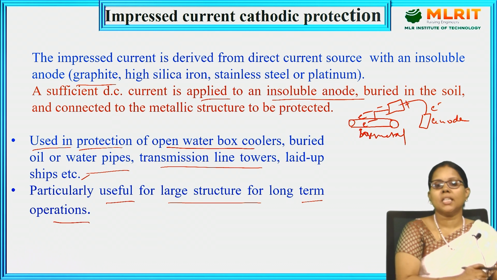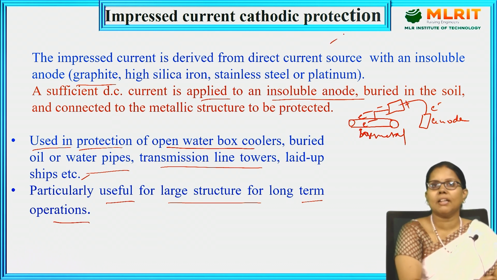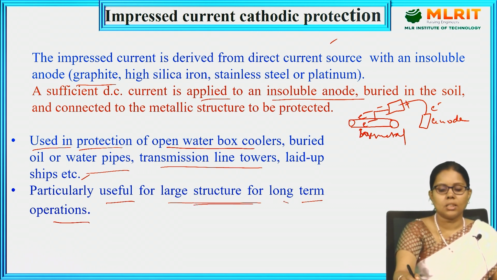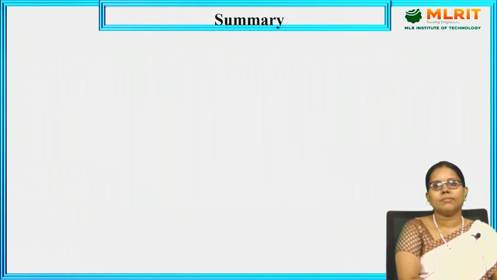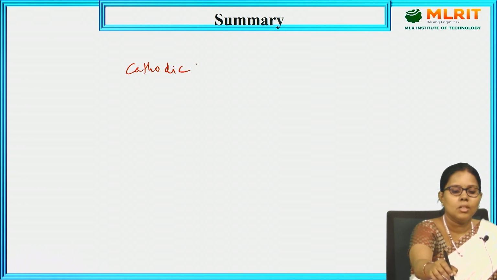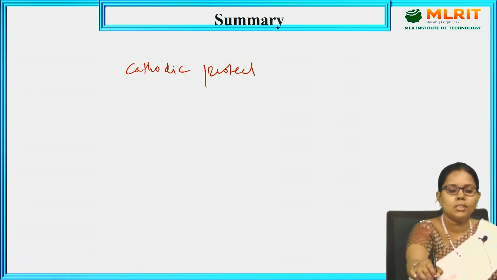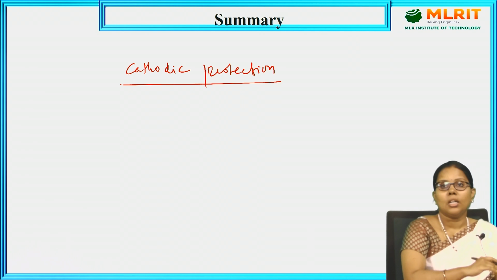The impressed current cathodic protection is superior to the sacrificial anodic protection. So, for long structures and large structures for long-term operations, impressed current cathodic protection is most suitable. Summary. In today's class, we have discussed cathodic protection. Cathodic protection is nowadays one of the corrosion control methods.